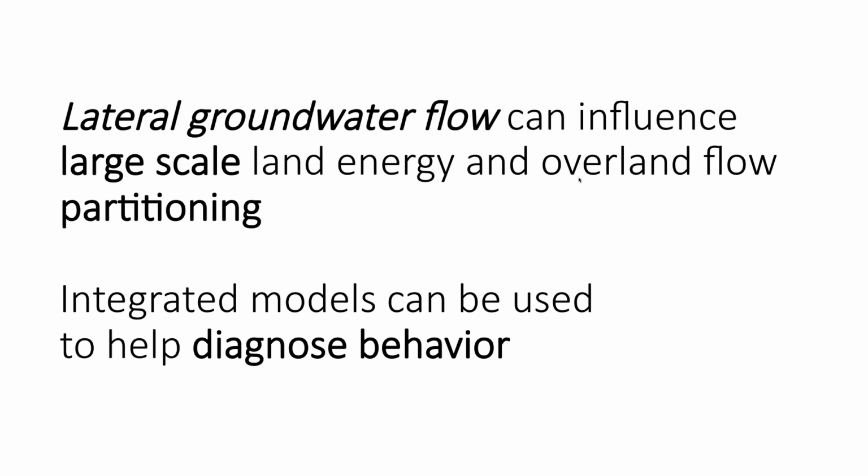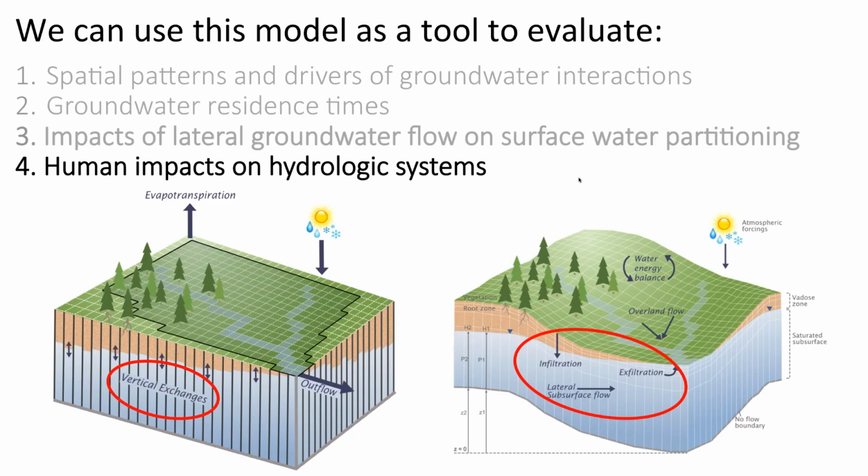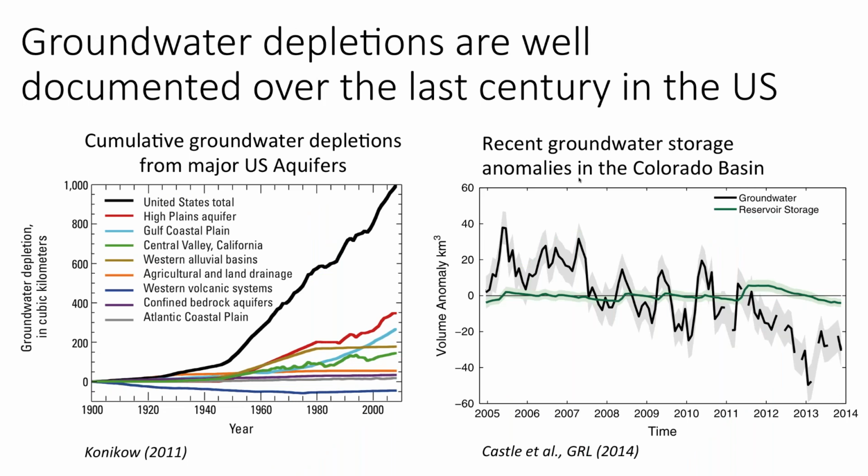Okay, so the point of those 2 examples was just to illustrate that lateral flow can influence large-scale land energy and overland flow partitioning, and that we can use integrated models to help diagnose this behavior. So the last thing I want to talk about is using this to look at human impacts on hydrologic systems. For this, I'm going to focus on groundwater depletions.